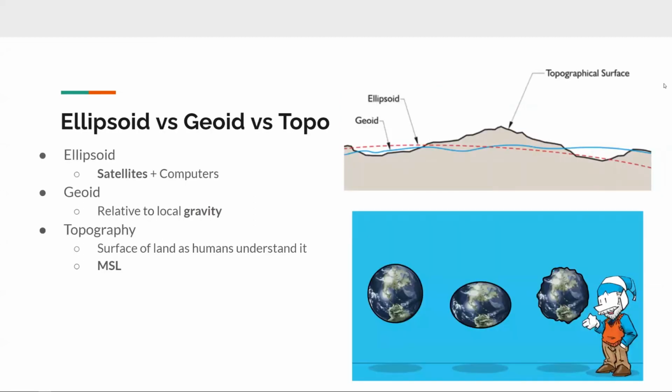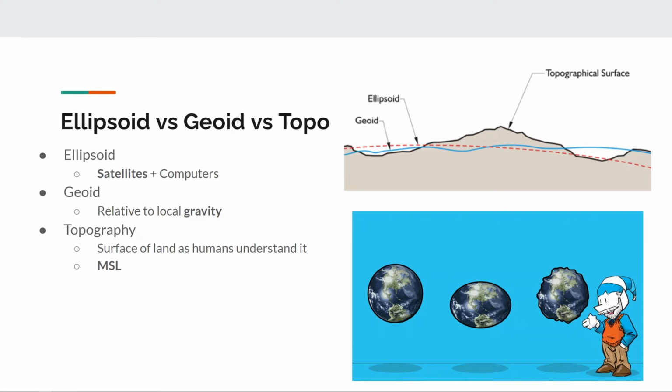All right, so we have three different heights, basically. So we have our ellipsoidal height. That's what the computers and the GPS use. It's really nice for satellites, not relevant to us. The geoid, it's the translation factor that accounts for local gravity in the area, undulates up and down. And then what we're interested in is the topography. So this is going to be the surface of the land as humans understand it. It's just mean sea level.